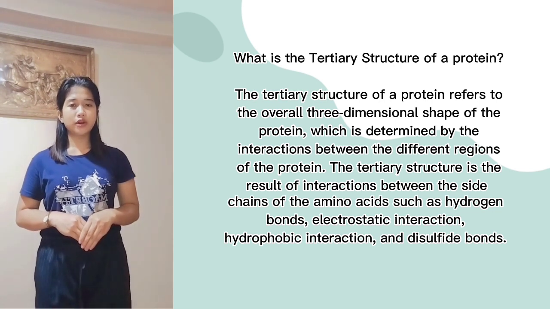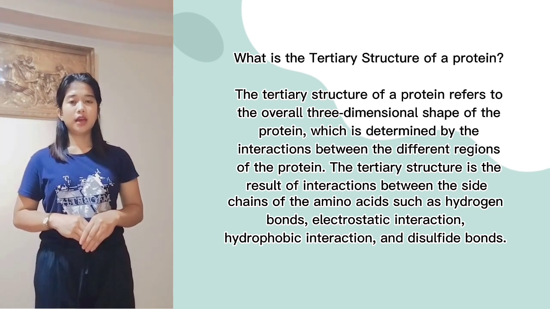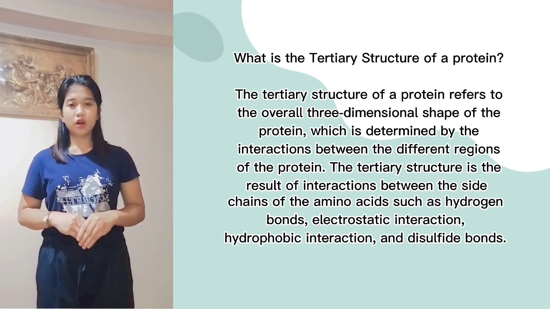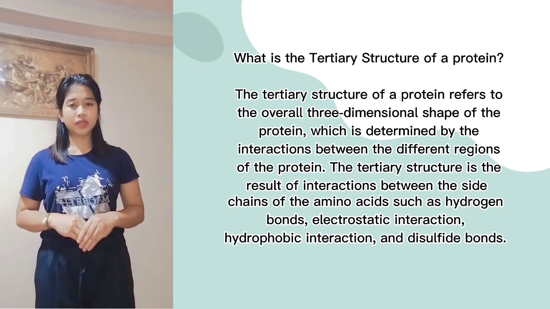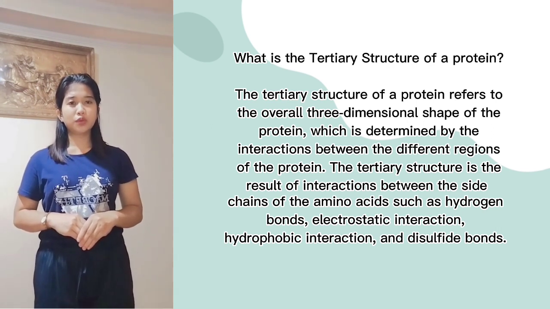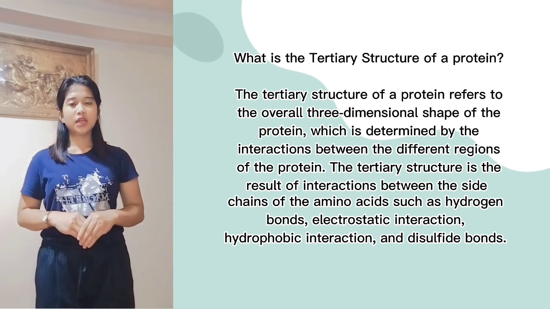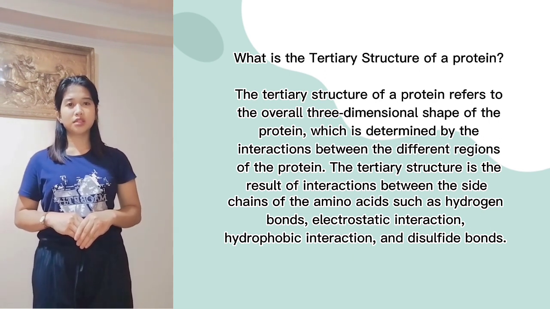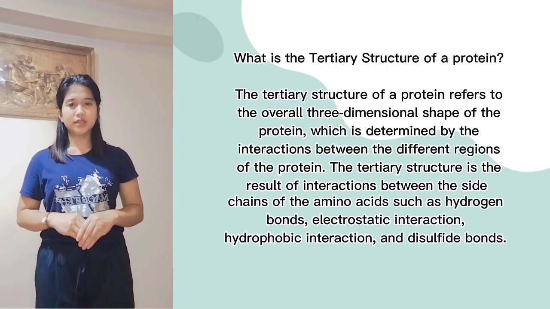What is the tertiary structure of a protein? The tertiary structure of a protein refers to the overall three-dimensional shape of a protein, which is determined by the interactions between the different regions of a protein. The tertiary structure is the result of interactions between the side chains of amino acids, such as hydrogen bonds, electrostatic interactions, hydrophobic interactions, and disulfide bonds.